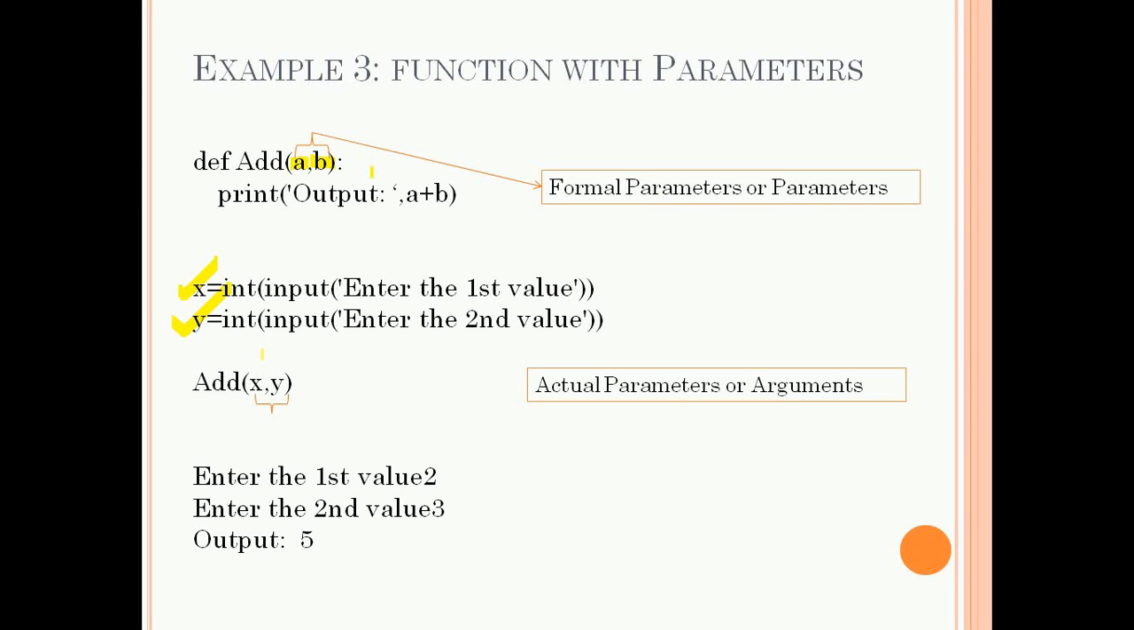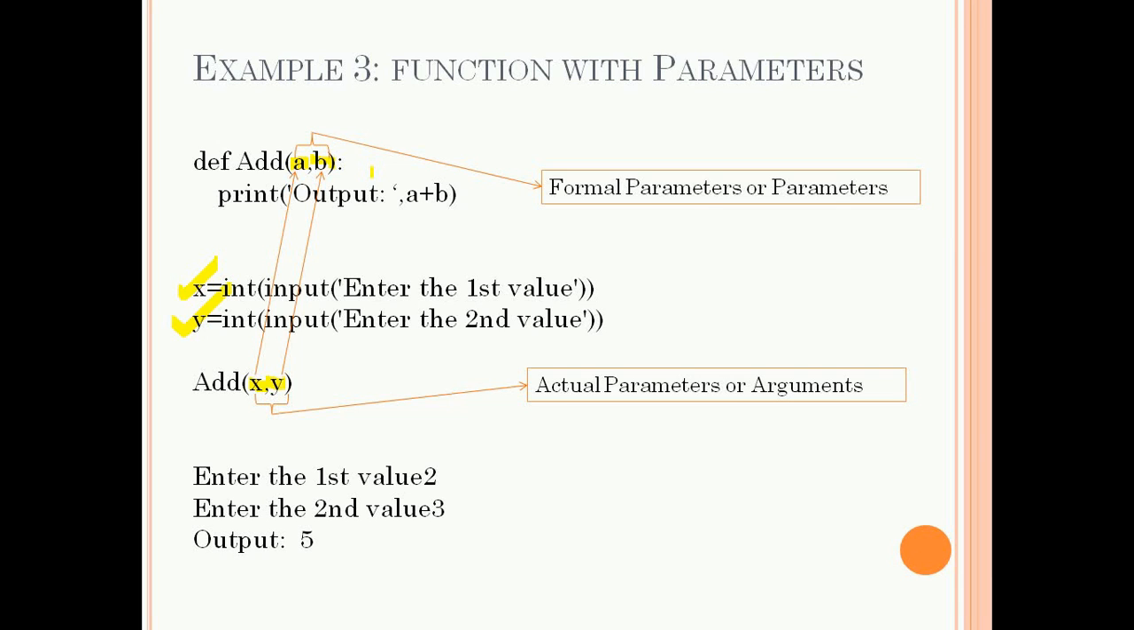And why are these types of nomenclatures used? X and y are the actual values received from the user. That's why they are called actual parameters. And whenever the add function is called, the value of x will be copied to a and the value of y will be copied to b. So they are called formal parameters. They are used for the time being, inside the function only. That's why they are called formal parameters.